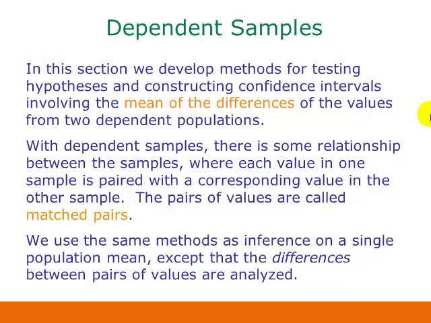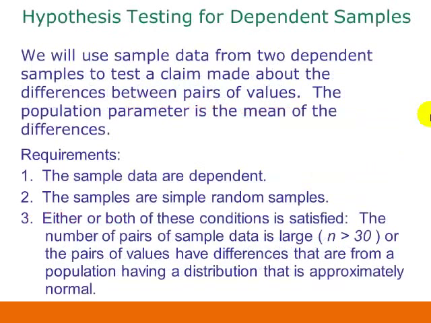We use the same methods as inference on a single population mean, except that the differences between pairs of values are analyzed. Hypothesis testing for dependent samples. We will use sample data from two dependent samples to test a claim made about the differences between pairs of values. The population parameter is the mean of the differences. The requirements are: 1. The sample data are dependent. So in other words, the selection of one of the values from the pair depends on the selection of the other value from the pair.